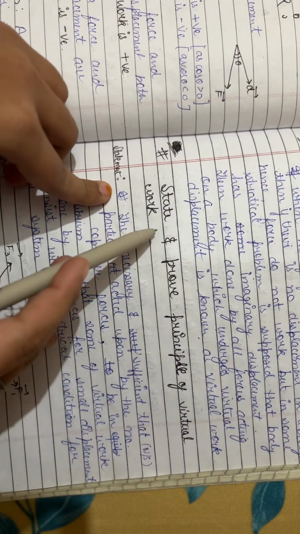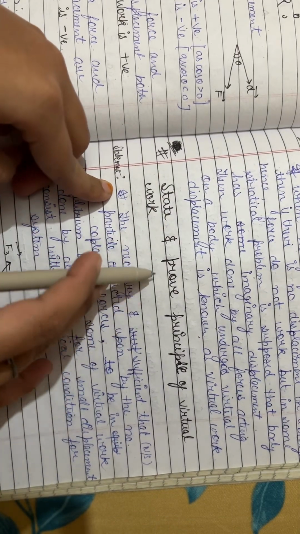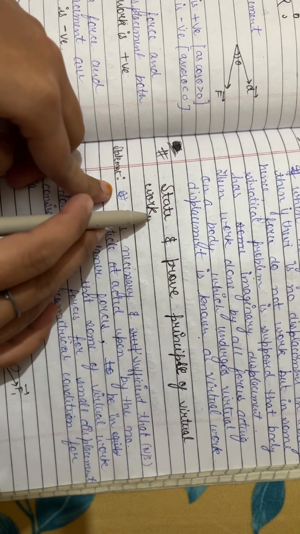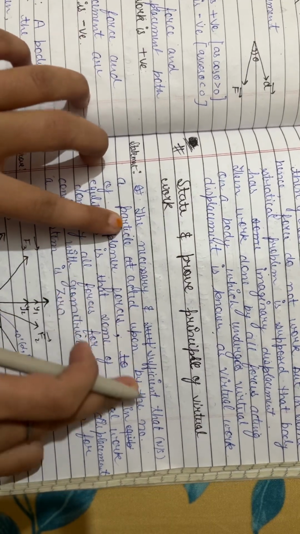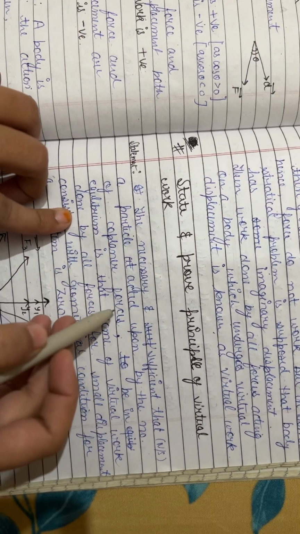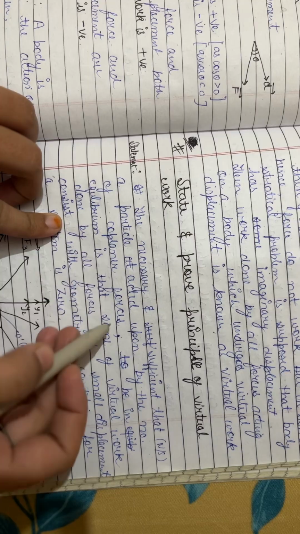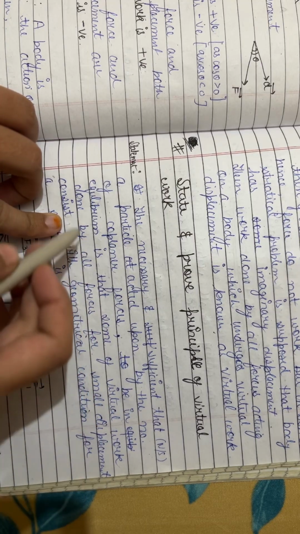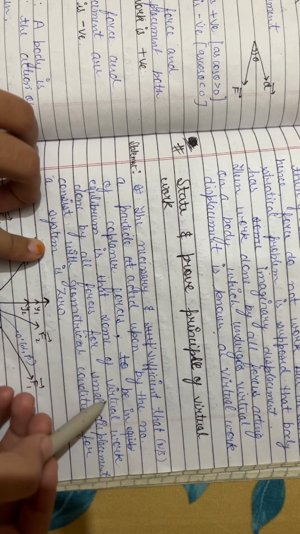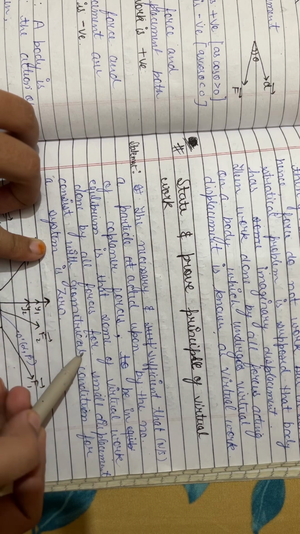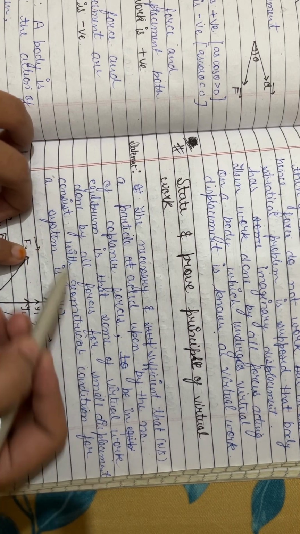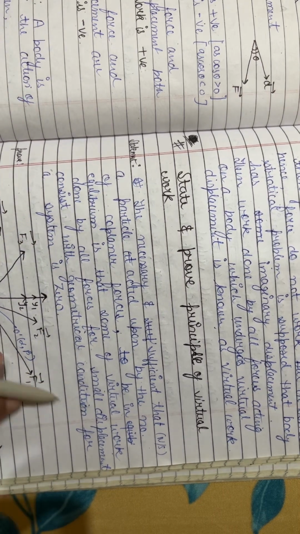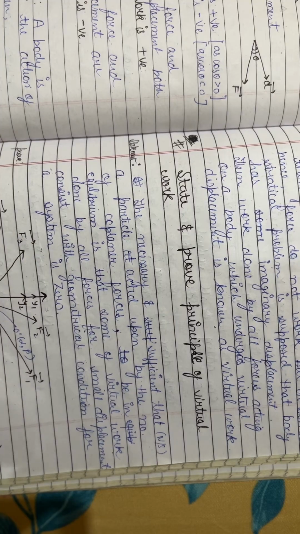So now there are two principles of virtual work. The first principle is: the necessary and sufficient condition that a particle acted upon by a number of coplanar forces be in equilibrium is that the sum of virtual work done by all forces for small displacement consistent with the geometrical conditions of the system is 0.